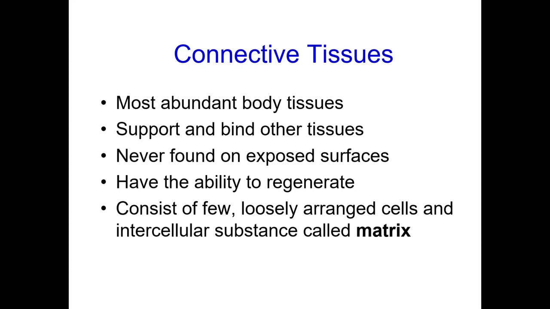They deal in heat production. Metabolism of brown fat generates heat in infants and children. And they deal in transport because your blood, which is a connective tissue, transports gases, nutrients, waste, hormones, and blood cells. They are never found on exposed surfaces, and they have the ability to regenerate. They consist of a few loosely arranged cells and an intercellular substance called a matrix.